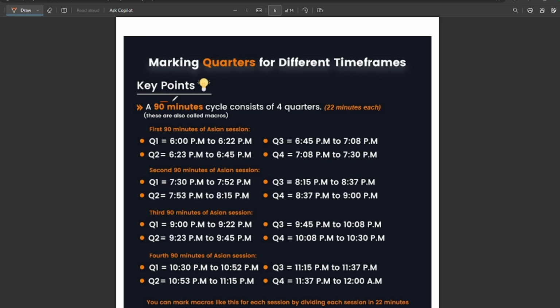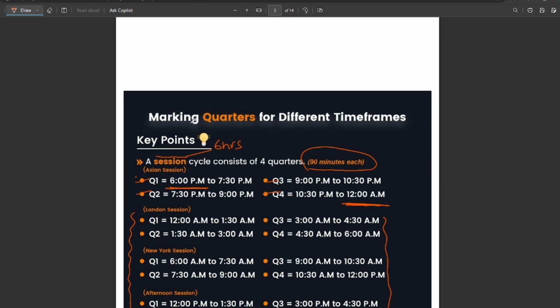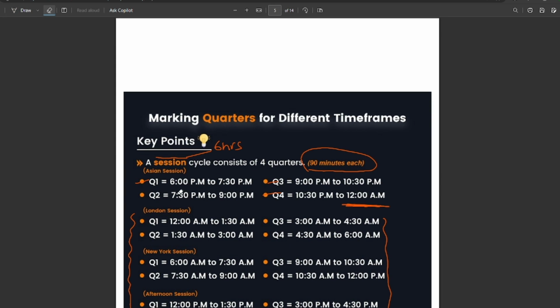Here you can see a 90-minute cycle is divided into 4 quarters, giving a cycle of 22 minutes each. These are also called macros. So let's divide the first 90 minutes of the Asian session. These are the first 90 minutes of the Asian session. We are dividing it into 4 parts further. So let's see what happens.